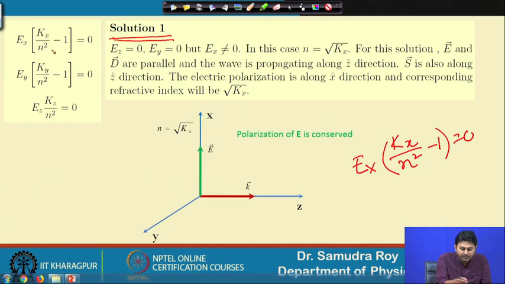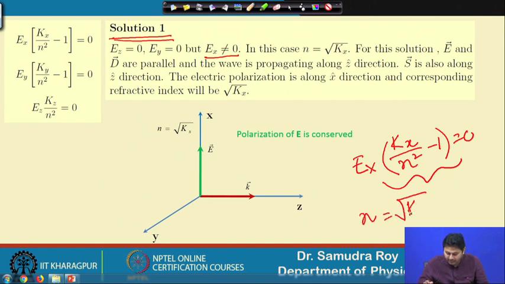E is what I am trying to find out. Solution 1 suggests that Ey is equal to 0, Ez is equal to 0, but Ex is not equal to 0, that is the condition I am putting in this equation. If Ex is not 0, then this factor has to be 0, and from here I find the refractive index value is nothing but the root of kx. That means the refractive index will be root kx, and the electric field will be in the x direction in this case.